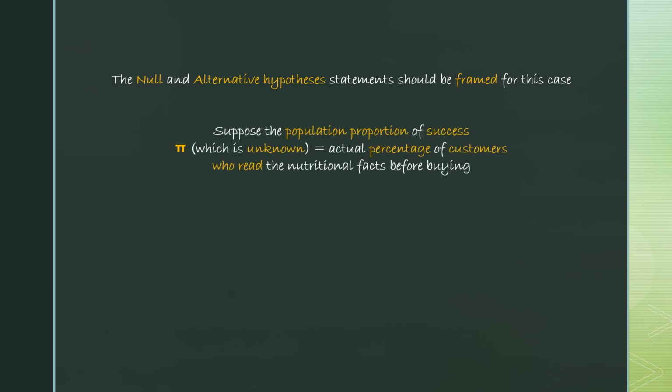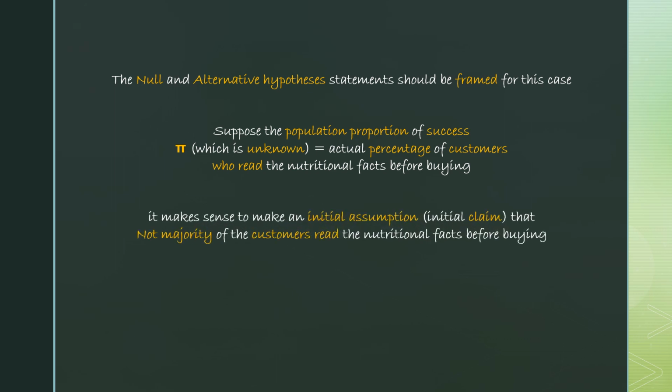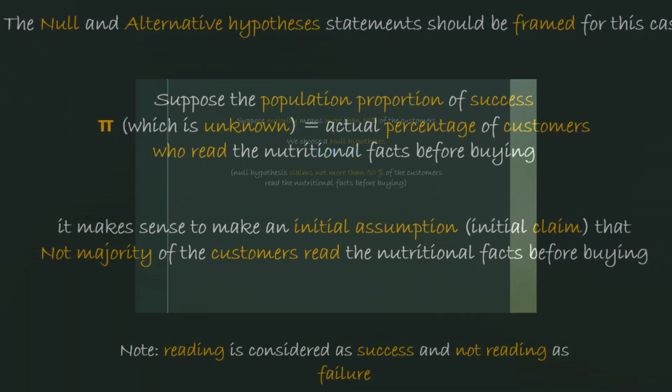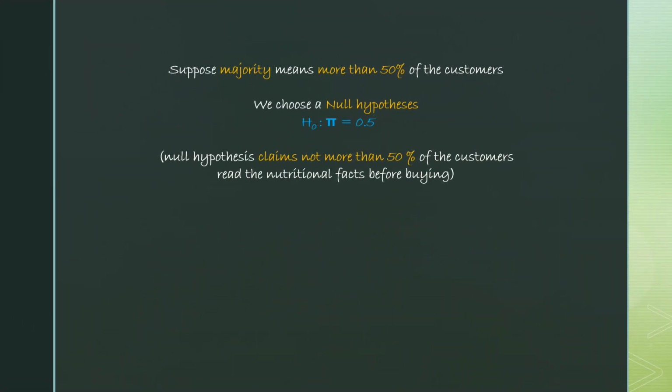Suppose the population proportion of success pi, which is unknown, equals the actual percentage of customers who read the nutritional facts before buying. It makes sense to make an initial assumption, that is, an initial claim, that not the majority of customers read the nutritional facts before buying. Note, reading is considered a success and not reading is a failure. Suppose majority means more than 50% of the customers.